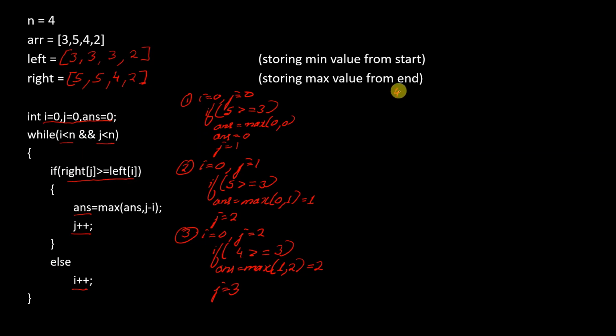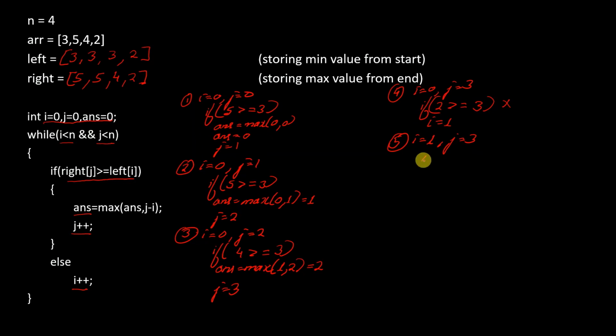So let's see again. i is 0 and j is 3. Now we will check this condition. If right of 3, that is 2, is greater than or equal to left of 0, which is 3. So this condition becomes false. Now we will update i. So i will become 1. i is 1 and j is equal to 3.